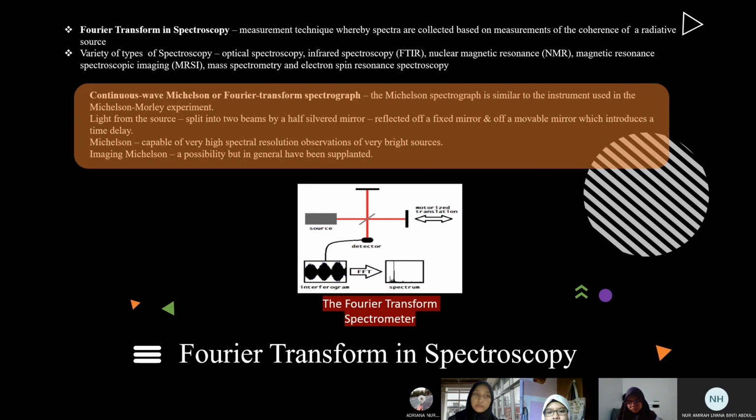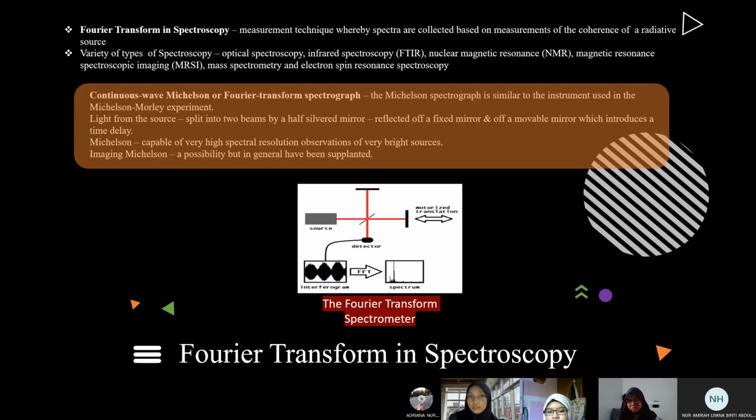For the continuous wave, called Michelson or Fourier transform spectrograph, the Michelson spectrograph is similar to the instruments used in the Michelson-Morley experiment. Light from the source is split into two beams by a half-silvered mirror. One is reflected off a fixed mirror and the other off a movable mirror, which introduces a time delay. The FT spectrometer is just a Michelson interferometer with a movable mirror.